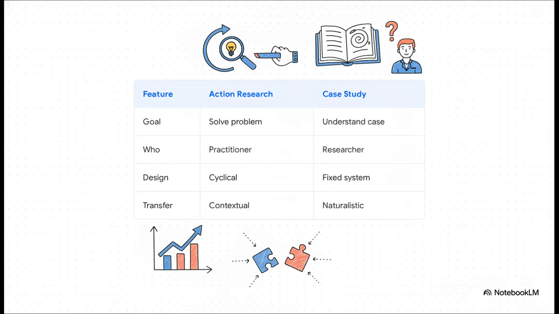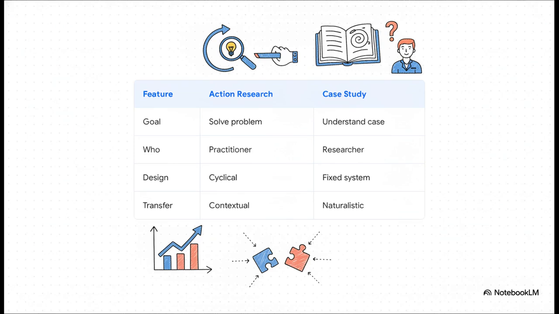The crucial point here is the difference in the main goal. Action research is all about creating immediate, local change, solving a practical problem. A case study, on the other hand, is about rich, detailed description, understanding a bounded case on a really deep level. In action research, you, the practitioner, are studying your own practice in that upward spiral. In a case study, a researcher, who could be an insider or an outsider, is studying a fixed system holistically.